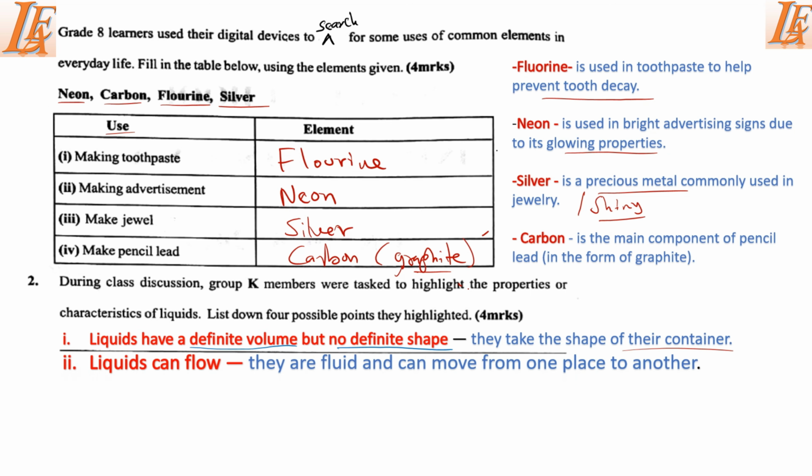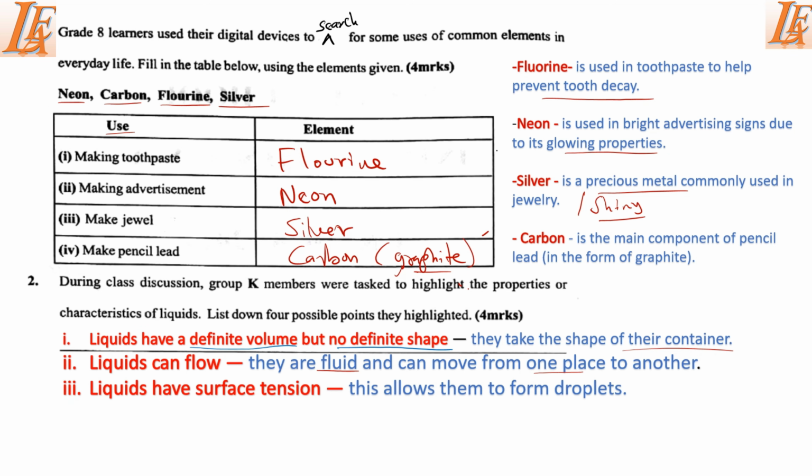The second property is that liquids can flow. They can move from one point to another freely. So in this case, they are fluids. Liquids are fluids. A fluid is a substance that can flow and move from one place to another. That's the second property that they gave.